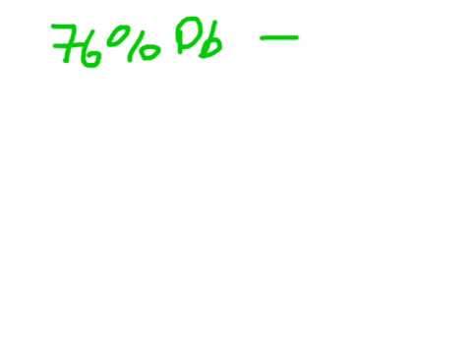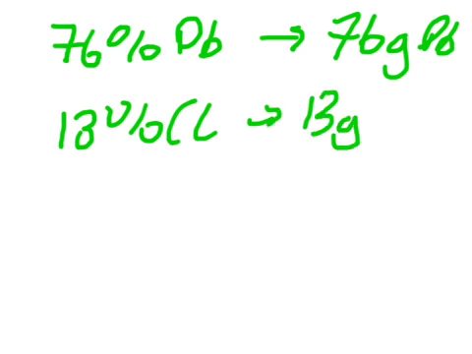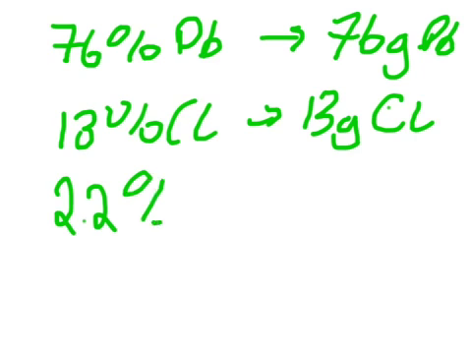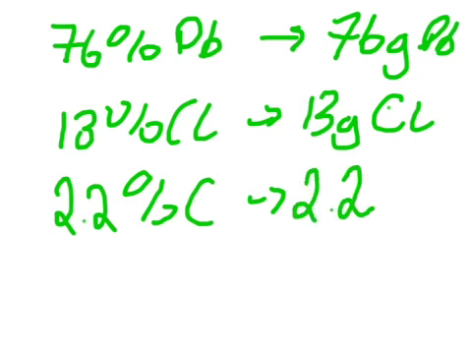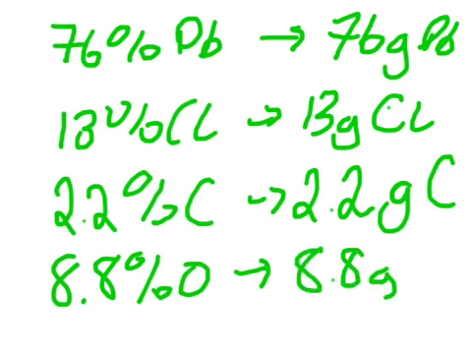So we've got 76% of lead, which we can just easily say is actually just 76 grams of lead. We can then say that 13% of chlorine, we'll just turn that into 13 grams of chlorine. And if we've got 2.2% of carbon, we'll just turn that into 2.2 grams of carbon. And obviously the last one, 8.8% oxygen, will turn into 8.8 grams of oxygen.